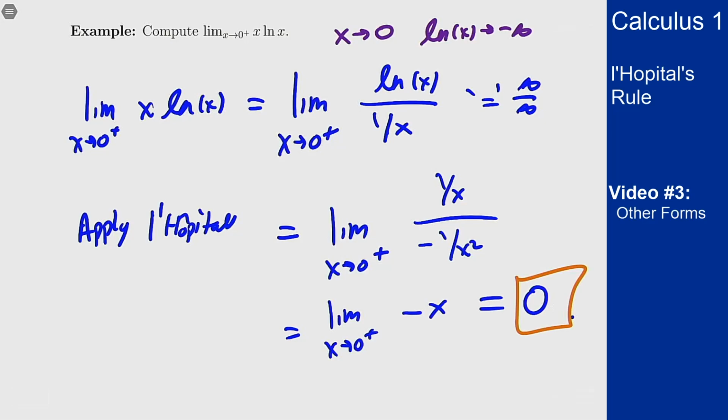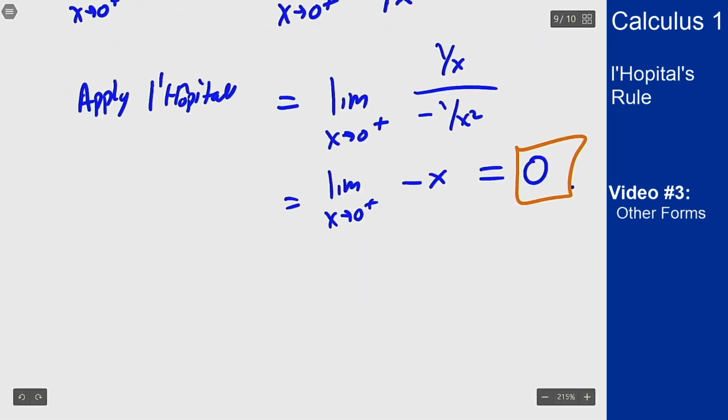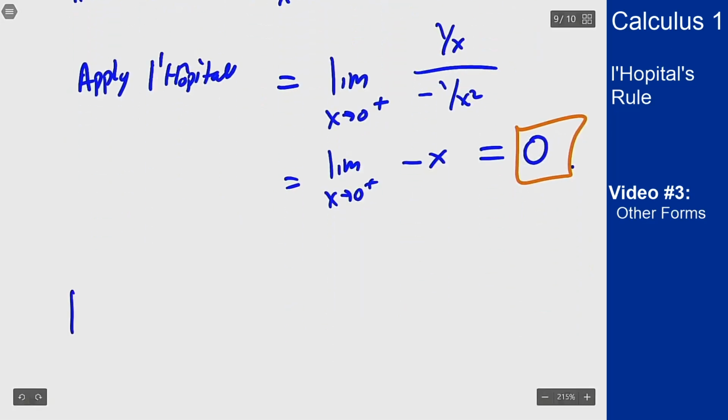As a warning, if you had done the wrong transition, so say you wanted to do it the other way and look at the limit as x goes to 0 plus of x over 1 over log of x. Well, what's going to happen when I try to apply L'Hopital's rule to this setup?